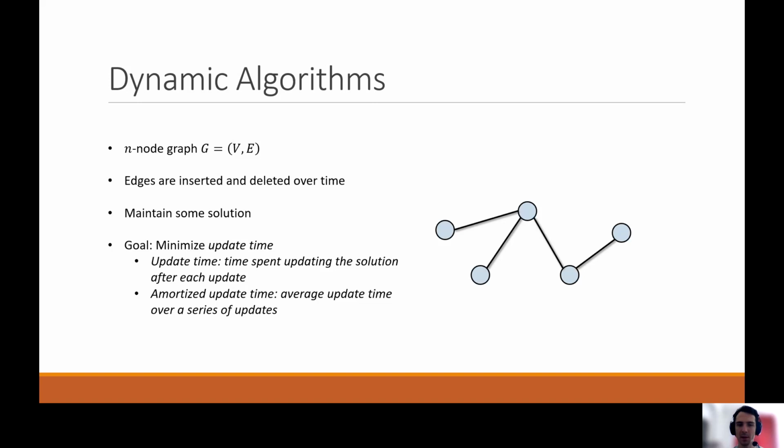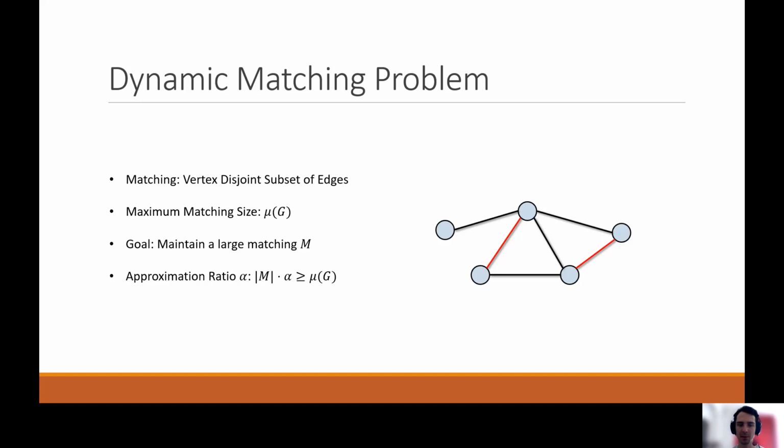In this talk, we will be talking about amortized update times, which is the average update time over a series of updates. And this is how one should imagine it. In the dynamic matching problem, which we will be focusing on, we are trying to maintain a large disjoint subset of edges, which compares well to the maximum matching size, which we will call mu of G as usual. We will say that an algorithm is an alpha approximation if it maintains a matching M which satisfies that its size multiplied by alpha is greater than mu of G.